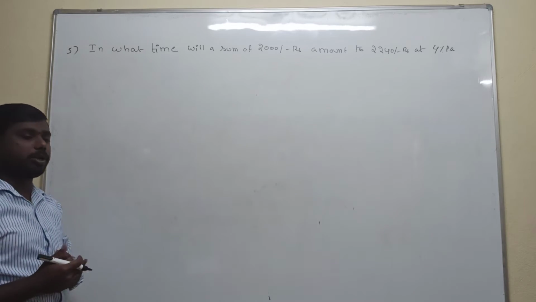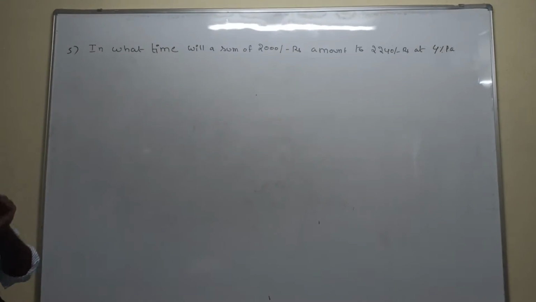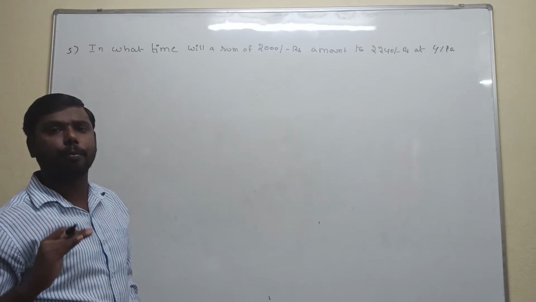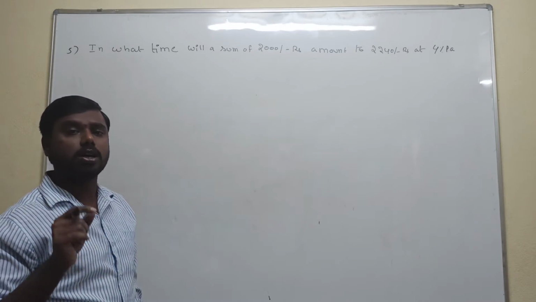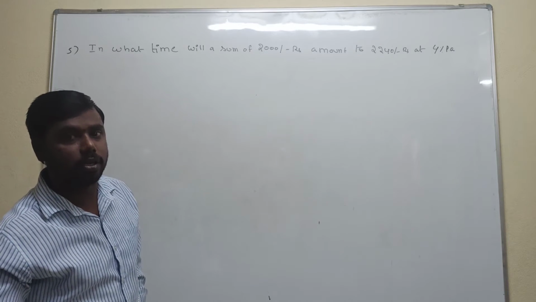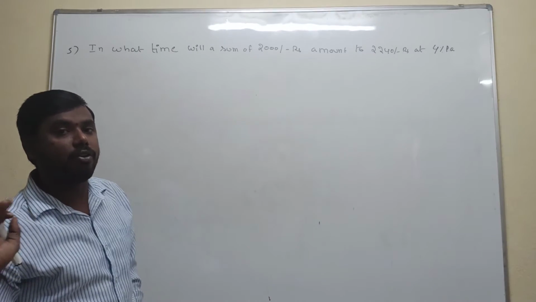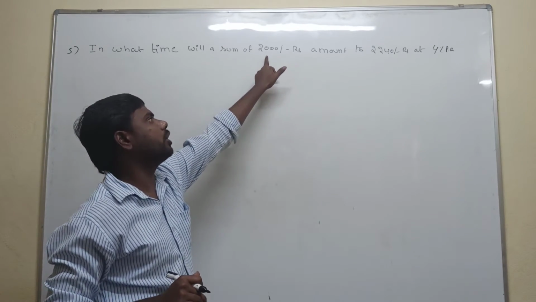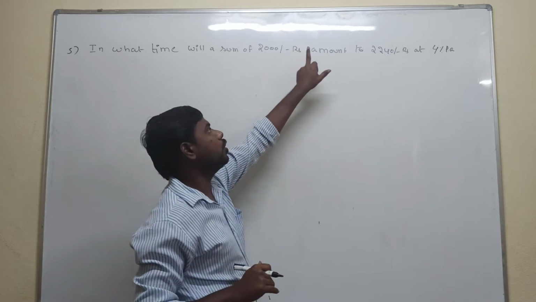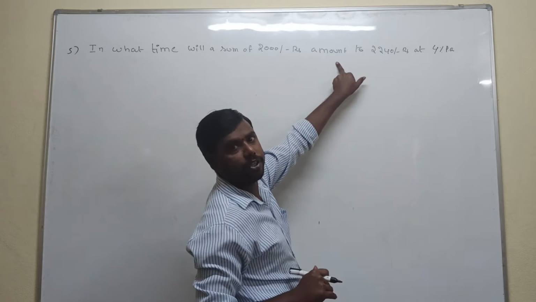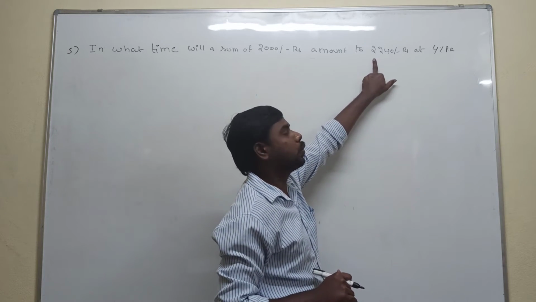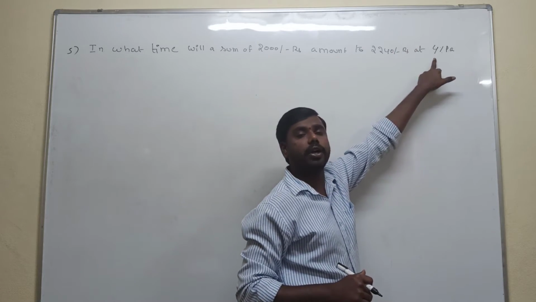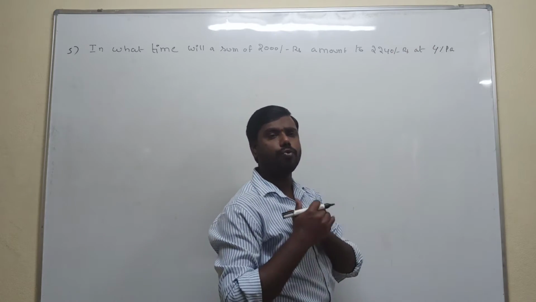What is the definition of the principal amount? It is the sum of money deposited, or the sum of the loan taken. The sum of money is nothing but the principal. That's why the principal amount is 2000. The amount, the total amount A, is equal to 2240. What is the rate of interest given? Capital R is equal to 4%.